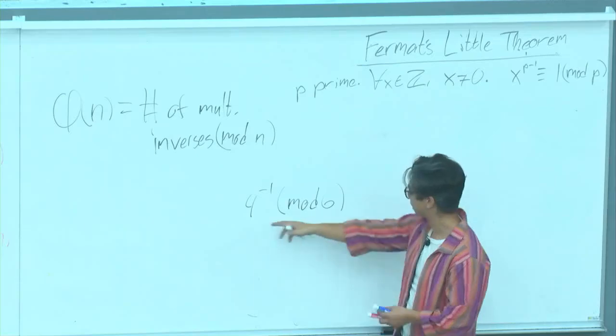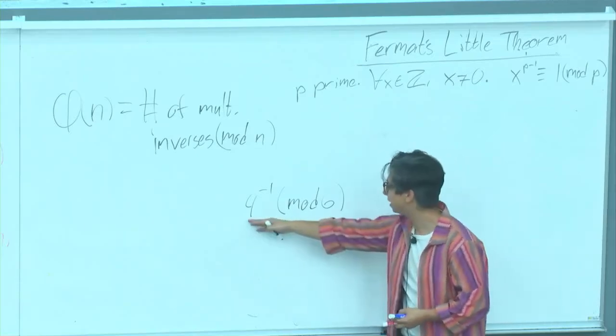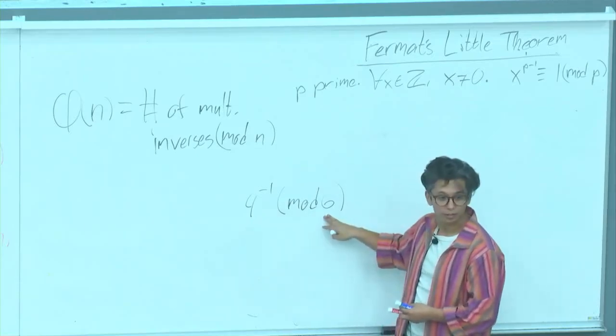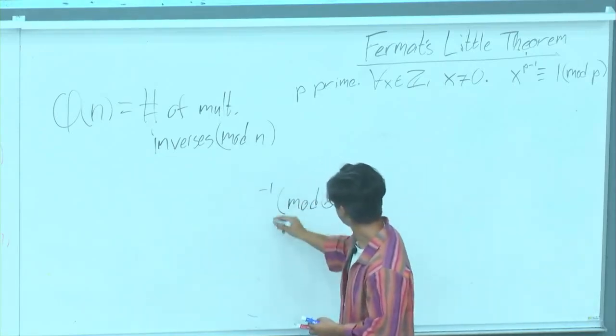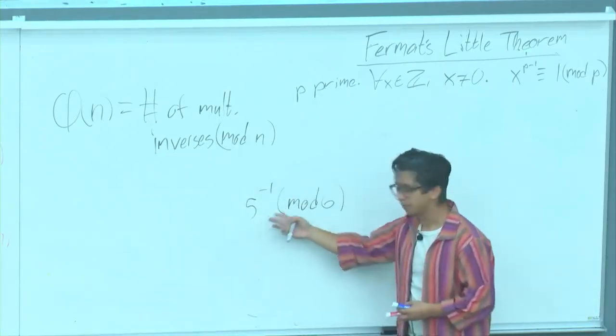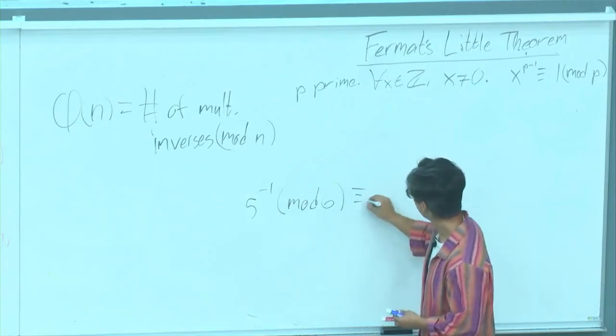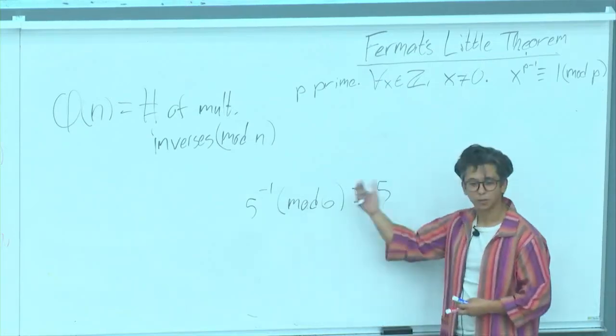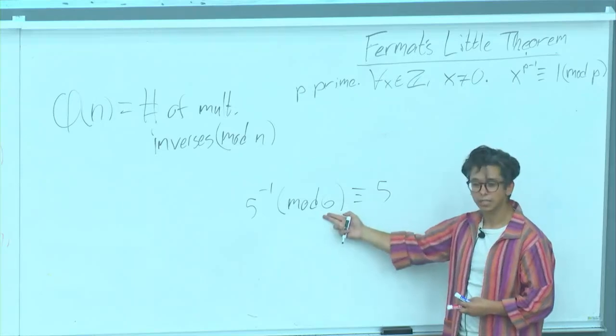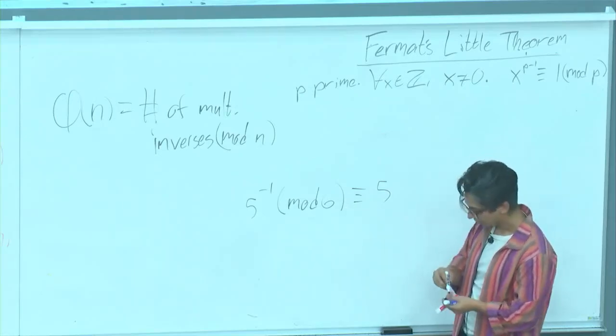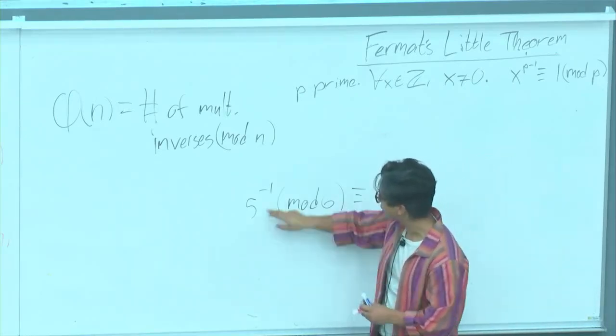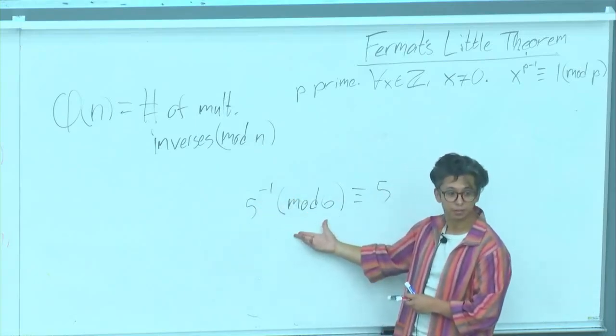Well, it doesn't have one, because the GCD is not 1. So that's a problem. What about 5? 5 is something that does have an inverse. In fact, it's going to be 5. 5 times 5 is 25, which mod 6 is 1. So when we're saying multiplicative inverses, we're exactly meaning this type of inverse.